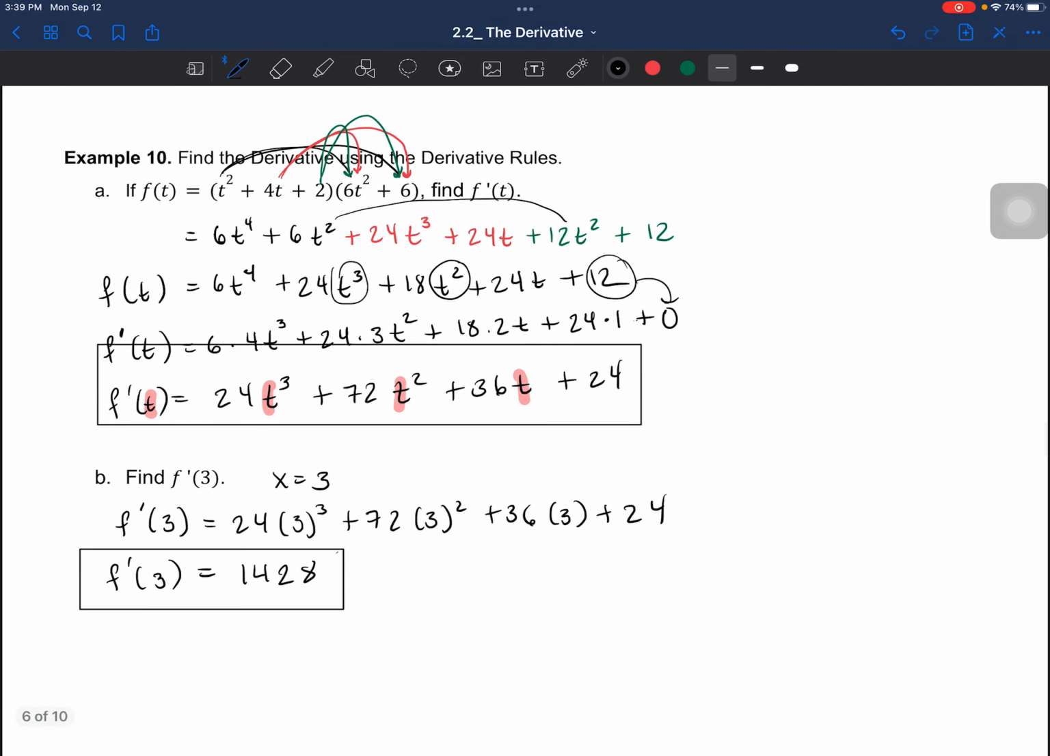All right, so I want to remind you that when you're dealing with f prime of 3, you first have to find the actual derivative in terms of t, and then you plug in your 3. So there's an order of action: first this, and then second that.